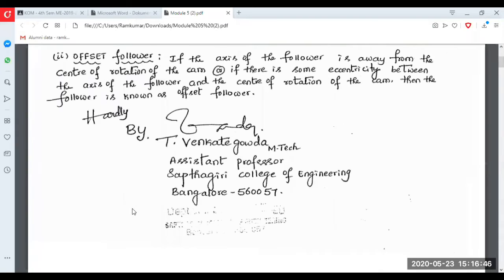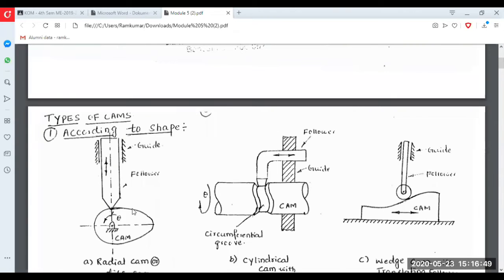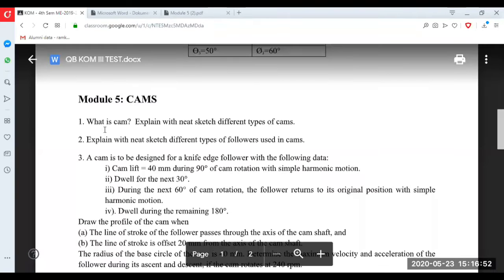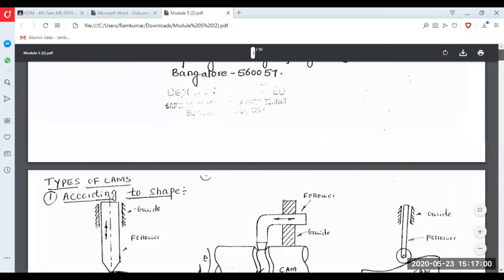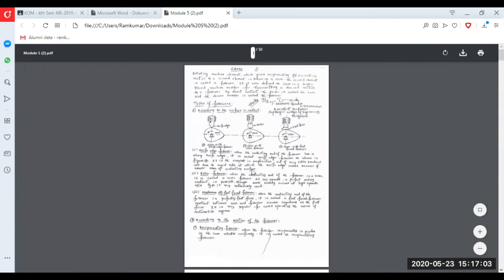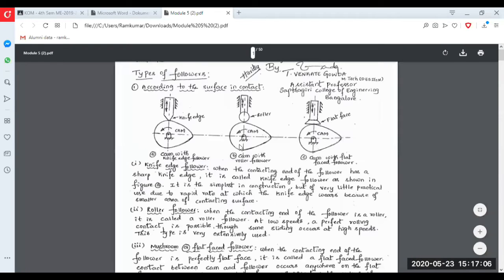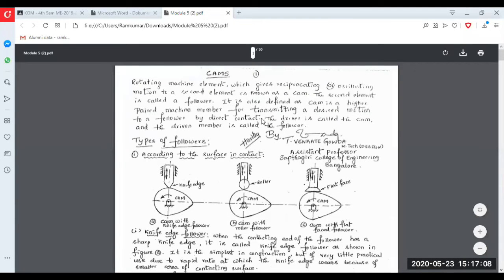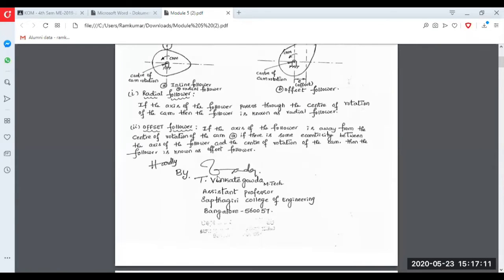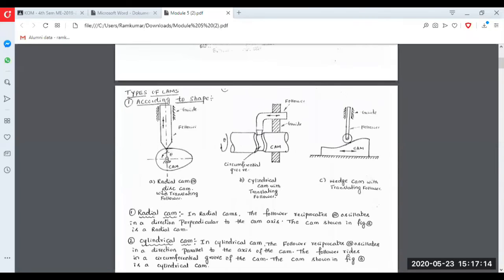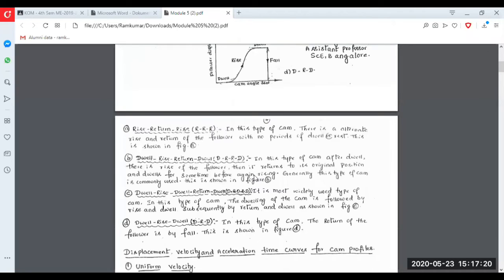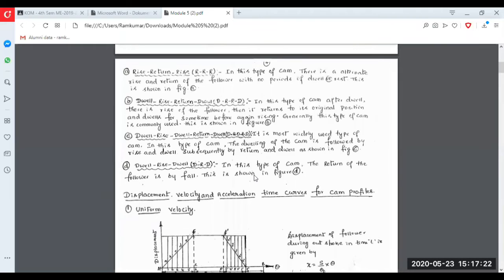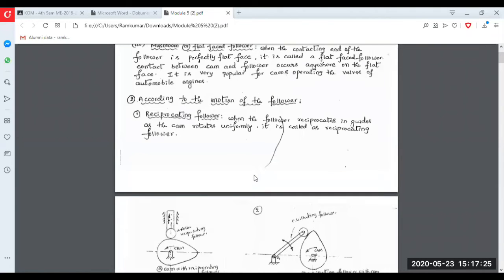So this theory part you can study easily. The first question: what is cam? Explain with neat sketch different types of cam. This part you can easily write. What is cam, you write the answer, and the different types of cam according to the shape and according to the follower movement. You can write the different types of cam, and they will also ask the different types of follower.